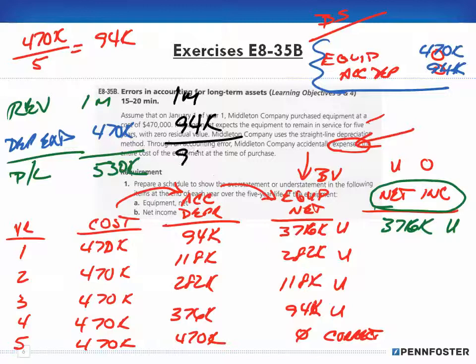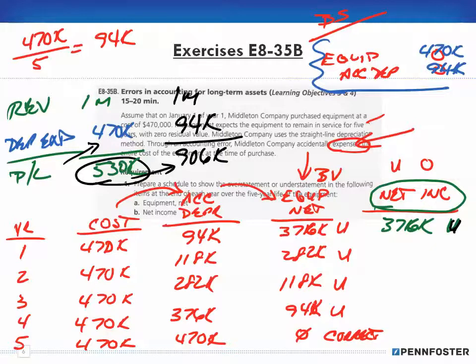So that means we would have had 94,000 of depreciation expense, which means we should have had $906,000 in profit. Well, because we booked 470,000 as an expense, our profit is understated. It's less than what it should have been. It's less by the 376,000 of profit for year one.